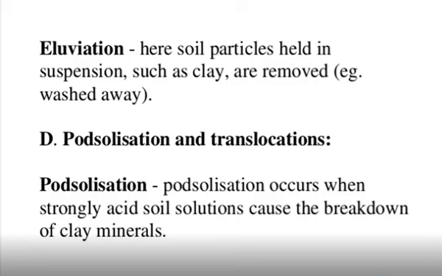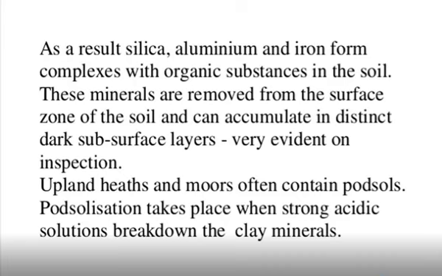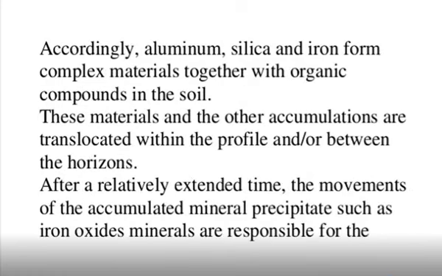Aluminum and iron form complexes with organic substances in the soil. These materials are removed from the surface zone of the soils and can accumulate in distinct dark subsurface layers. Aluminum, silica, and iron form complexes together with organic compounds in the soil. These accumulations are translocated within the profile and are responsible for the reddish and brownish color of different soils.